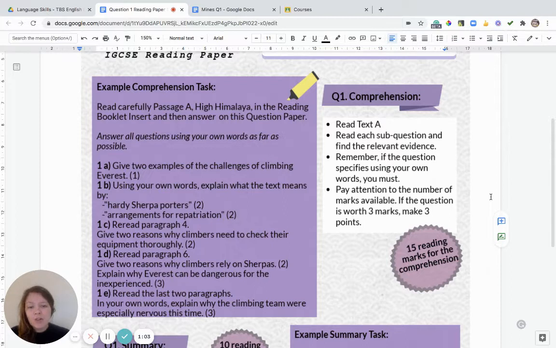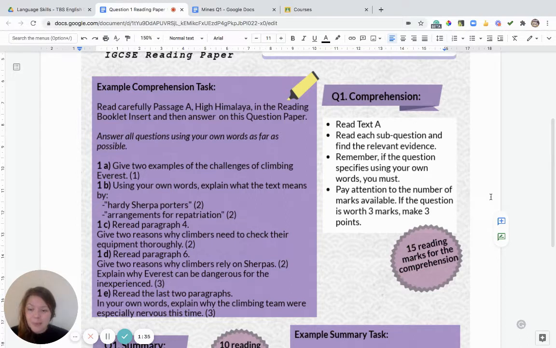So for the question 1 comprehension section, which is 1A to E, you'll need to read text A, and then you'll need to read each sub-question and find the relevant evidence. Remember that if the question specifies using your own words, you must use your own words. So pay attention to the number of marks available as well. If the question is worth 3 marks, make sure that you're saying 3 things. There are 15 marks for this part of the exam, for showing your understanding of what you're reading.